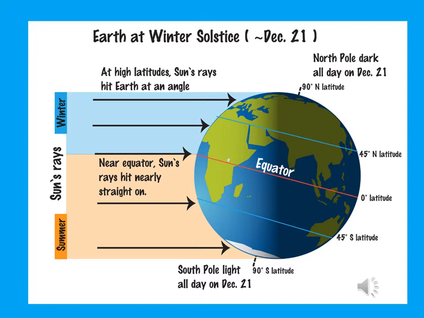Okay, now you have to understand something: the Earth is tilted 23 and a half degrees on its axis.